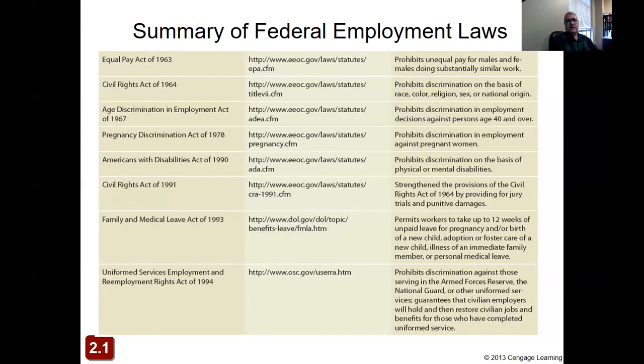The Age Discrimination in Employment Act became law in 1967 and prohibits discrimination in employment decisions against persons age 40 and above. This was limited up to 65, then the upper limit was lifted. Right now, there is no upper limit, so anyone who is 40 and above is protected by the Age Discrimination in Employment Act.